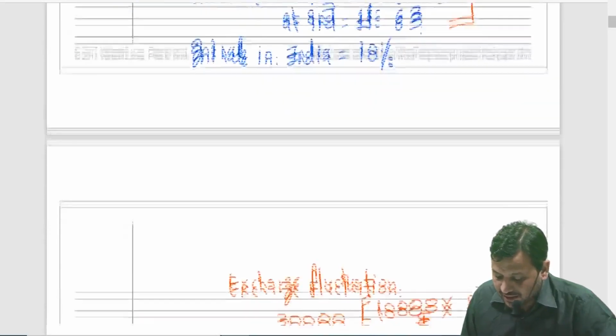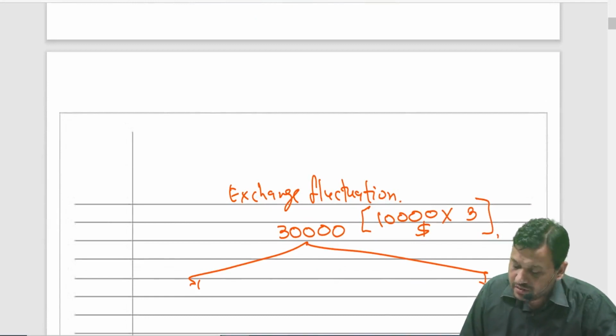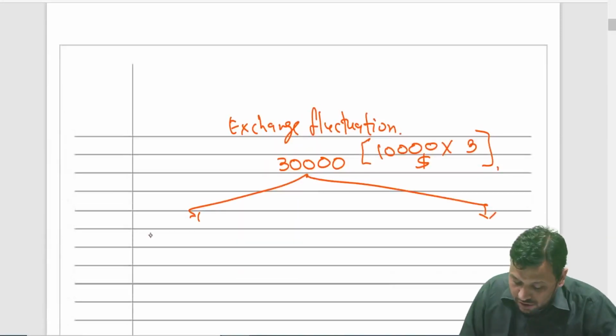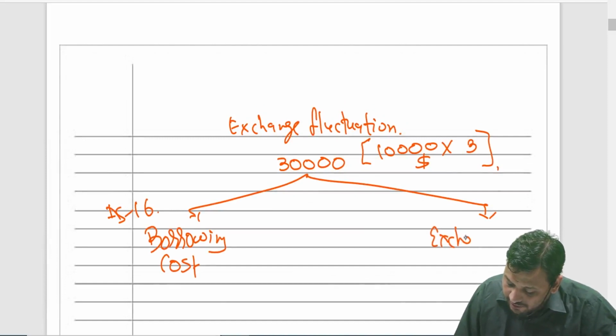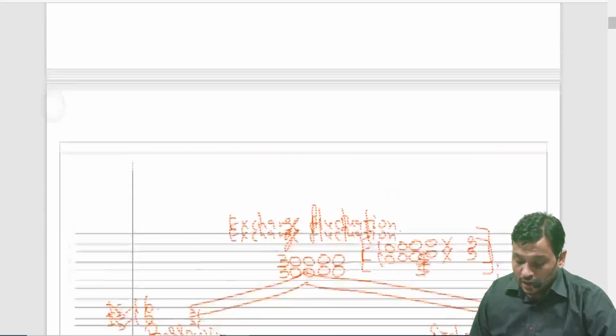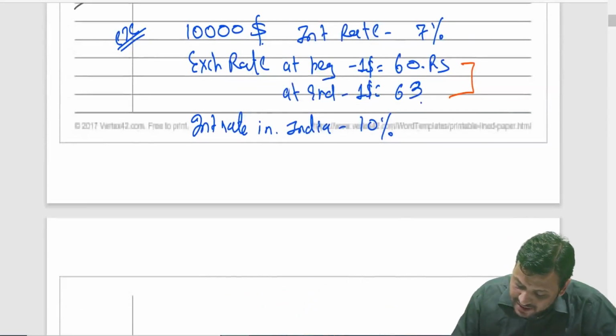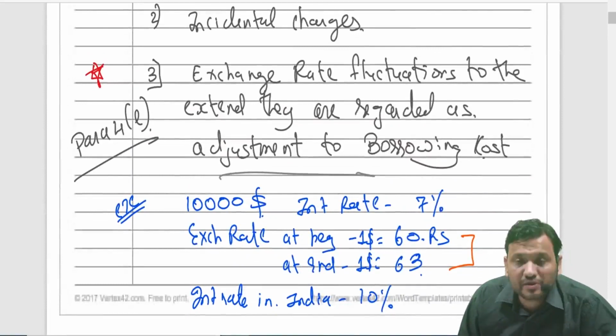Now the standard says, out of this 30,000 exchange rate fluctuation, something should be regarded as borrowing cost, which will be covered by AS 16, and the other part will be regarded as exchange fluctuations, which will be covered by AS 11. Now, how much is borrowing cost? It says very simply, to the extent it is regarded as adjustment to borrowing cost.